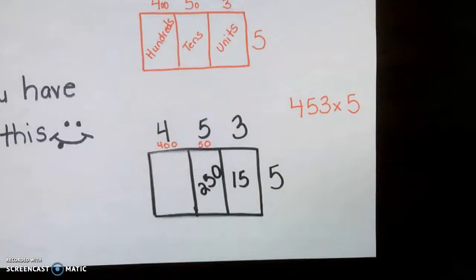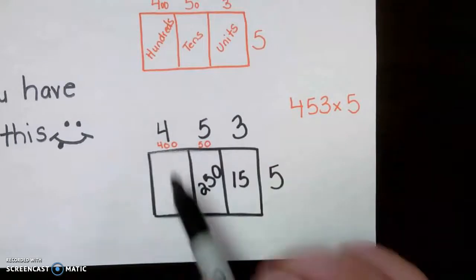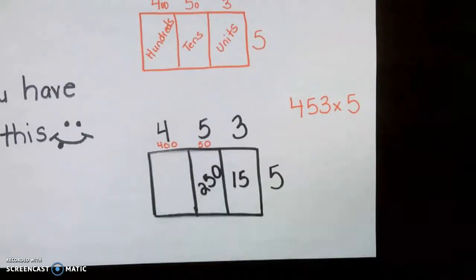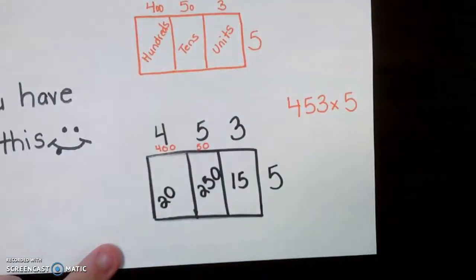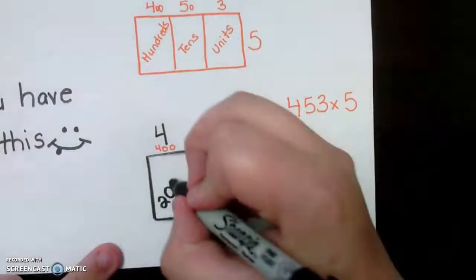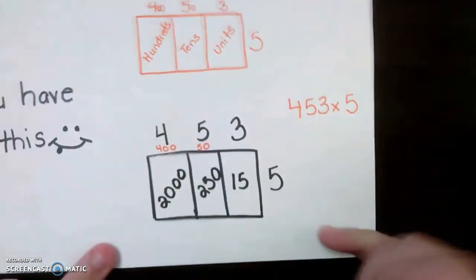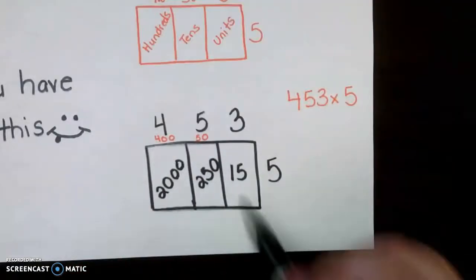That's looking a little tough. I can understand that. So what we're going to do is we're going to pretend those zeros aren't there, and we're going to just make this 4 times 5. Now you guys are amazing at your facts, so we know that 4 times 5 is 20. We're going to write down the 20. But we have 2 extra zeros that we need to bring down, so we're going to do that. So we now have 2,000, 250 and 15.